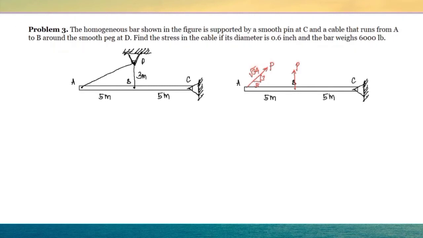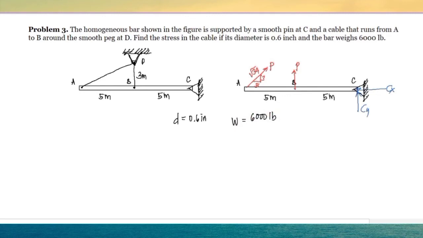Okay, since we have a hinge support at point C, meaning at point C we have two reactions, this is the Cx and the Cy. Since we are asked to find the stress of the cable, the given is the diameter, which is 0.6 inch, and we have the weight of the bar, which is 6,000 pounds. So the first thing that we are going to do is to find the value of P.